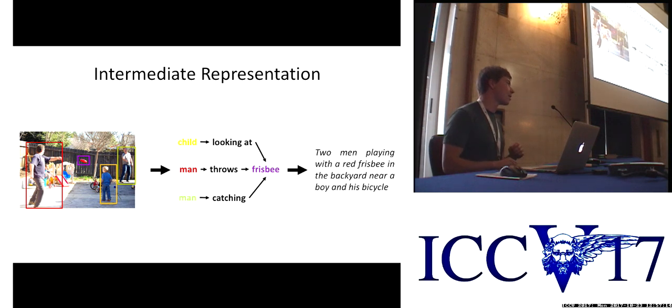But I think that doesn't quite turn out to be the case. Because if you look at this example description of two men playing with a red frisbee in the backyard near a boy and his bicycle, we see that some of the stuff we want to use to describe this image did not appear in the scene graph. And this is kind of an inherent problem with any kind of intermediate representation we might use in computer vision, that the intermediate representation might not always have the information we need to perform whatever end task we want.